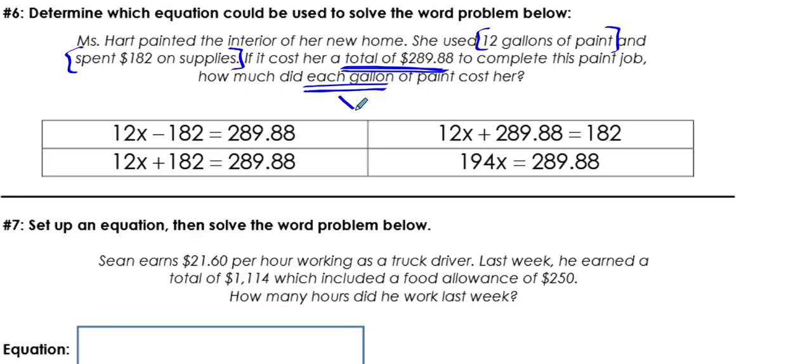This question is telling us where our x is. That's the thing that we don't know. That's the variable. That's what we're looking for. We don't know what that equals. That's why that's the unknown amount or the variable.